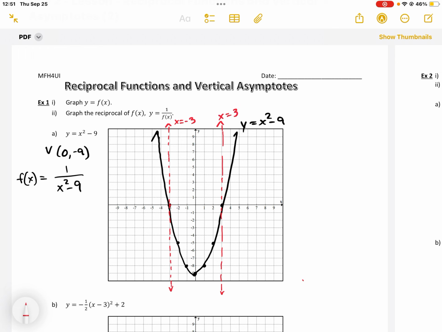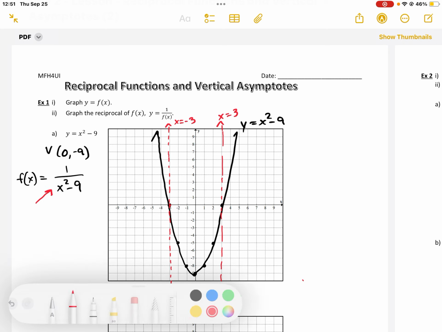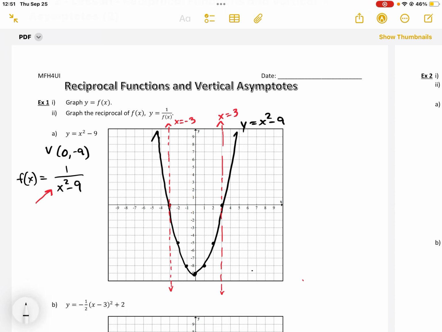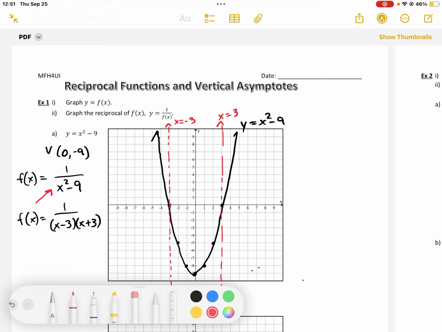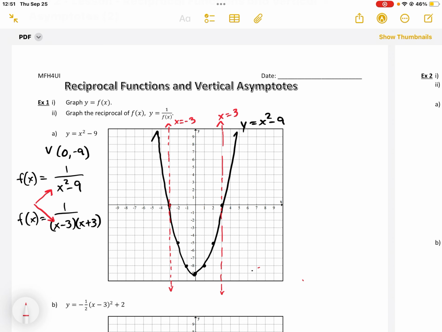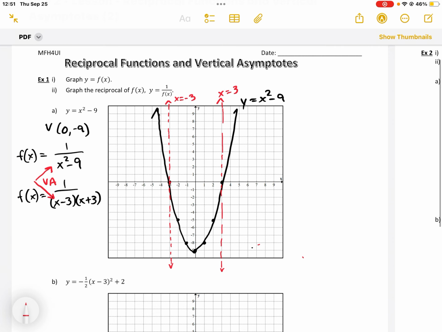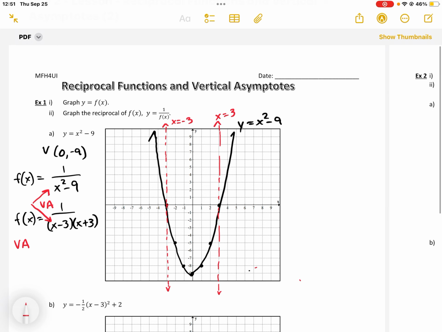So I'm going to add those asymptotes on with my dotted lines, and I'm going to label them. Those are my vertical asymptotes. Those are coming from when my denominator is equal to 0. So I can factor my denominator into x minus 3, x plus 3, which is going to give me my equations of my vertical asymptote. So I'll put VA there, and then I'm going to label them right here. So my vertical asymptotes are x equals 3, x equals negative 3.